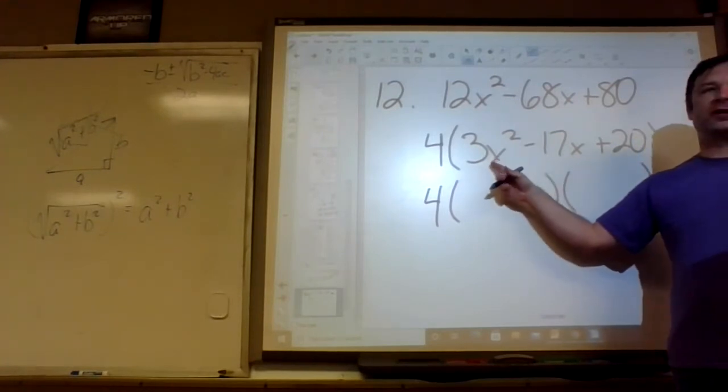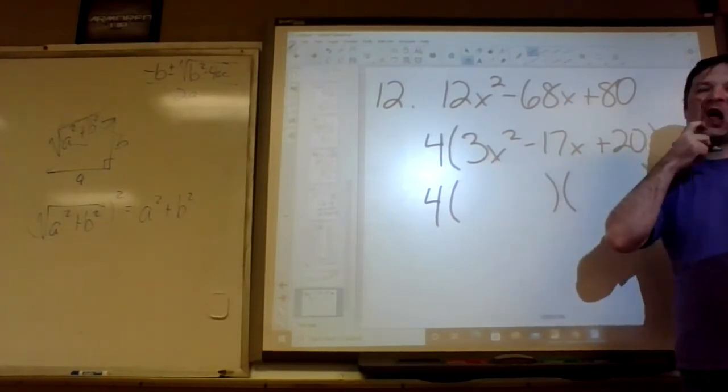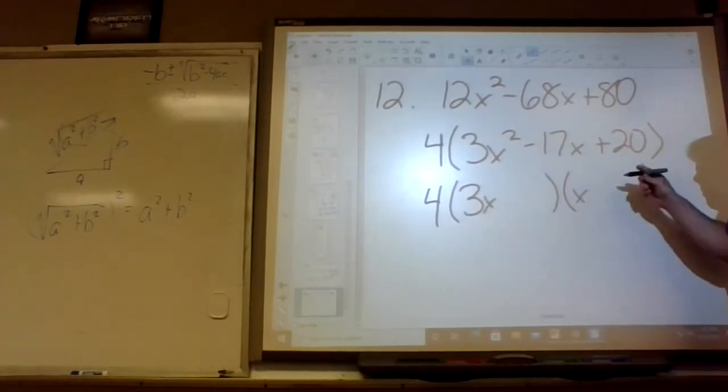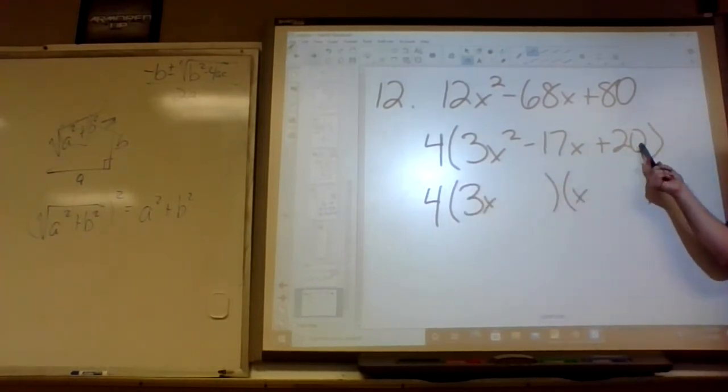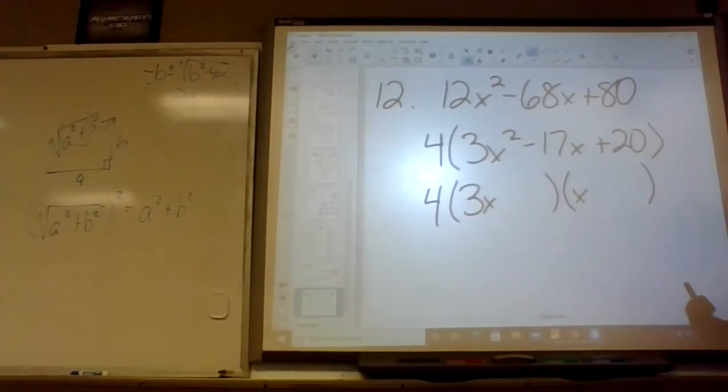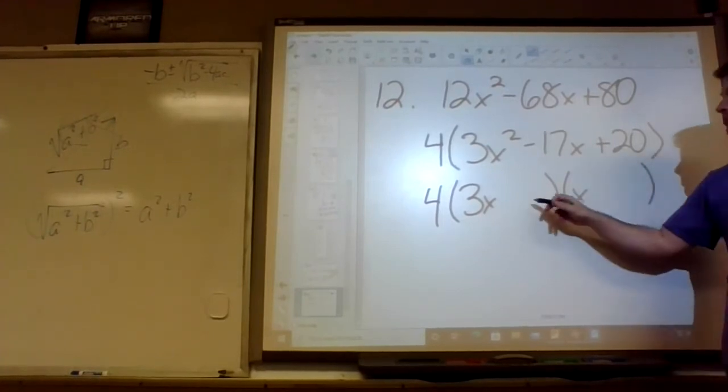Okay, what goes on the front? That's our first question. 3x and x. Second question, what goes on the back? Probably 4 and 5 or 10 and 2, 1 and 20, probably 4 and 5. Remember the book liked to use the middle numbers? So 3x minus 4, and then x minus 5.